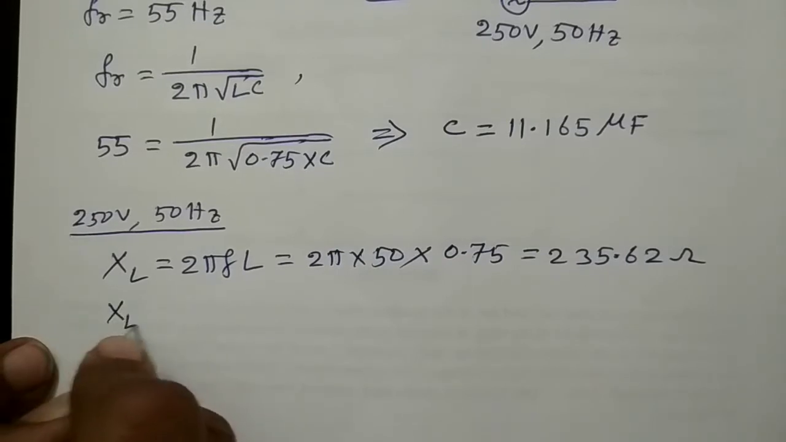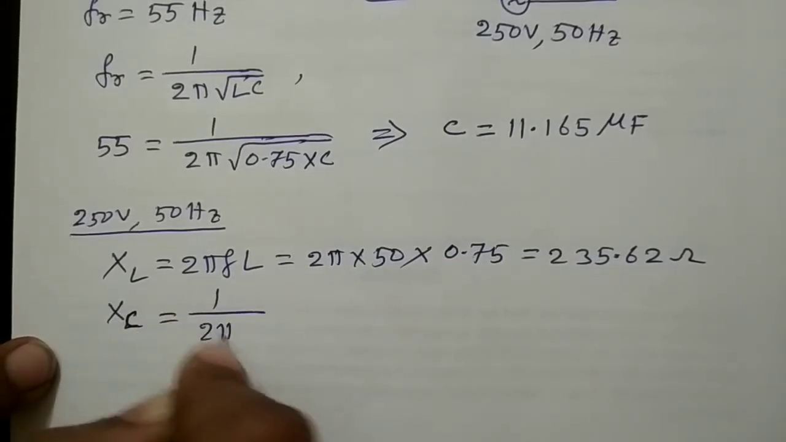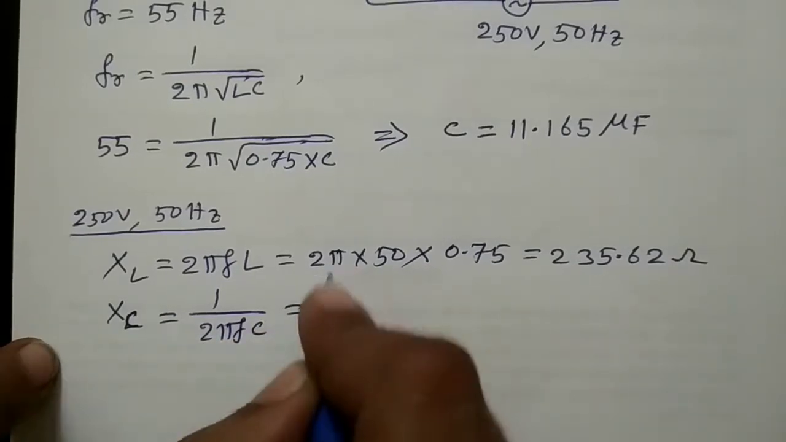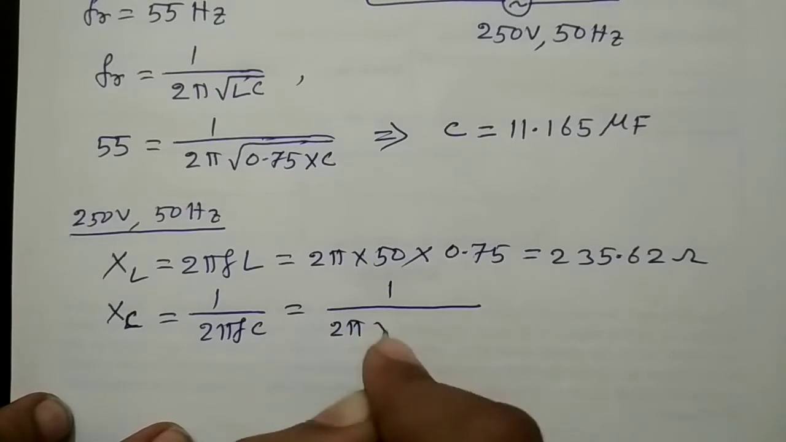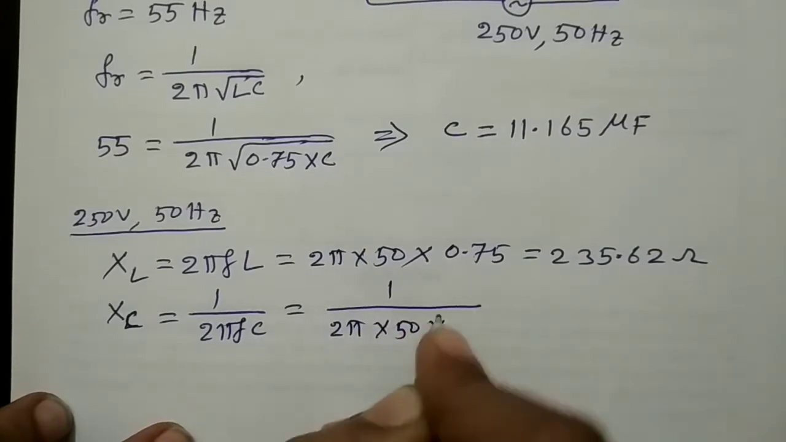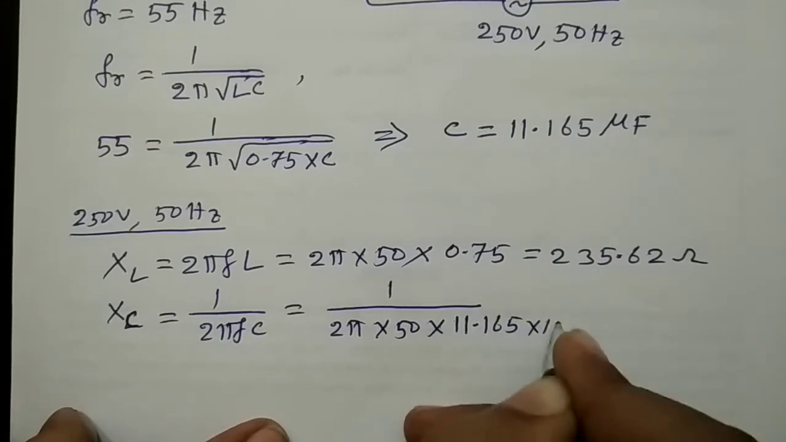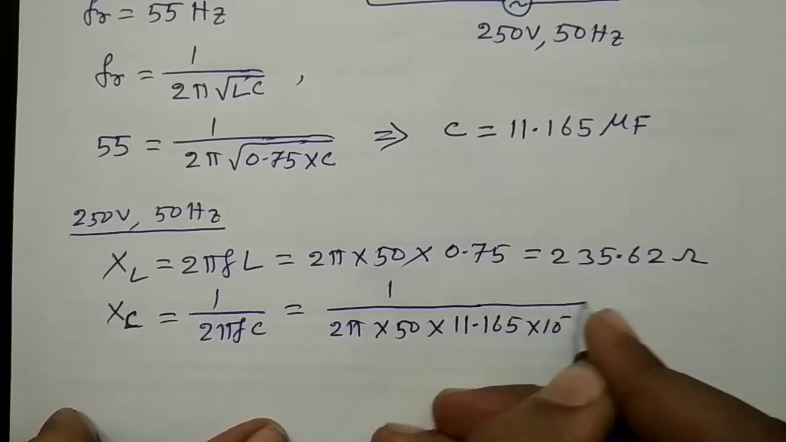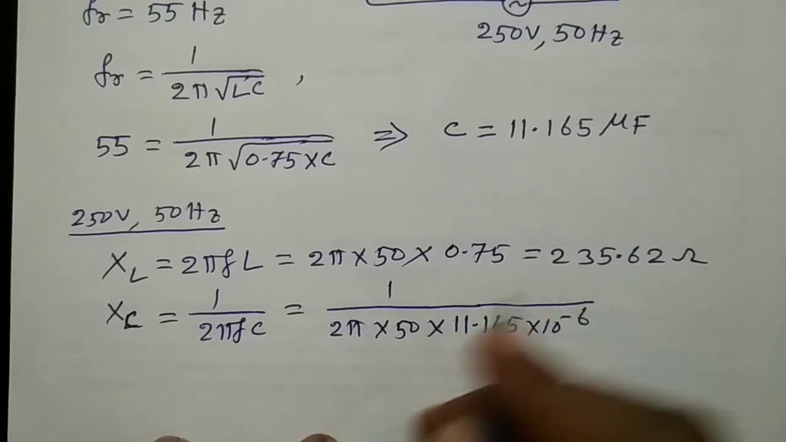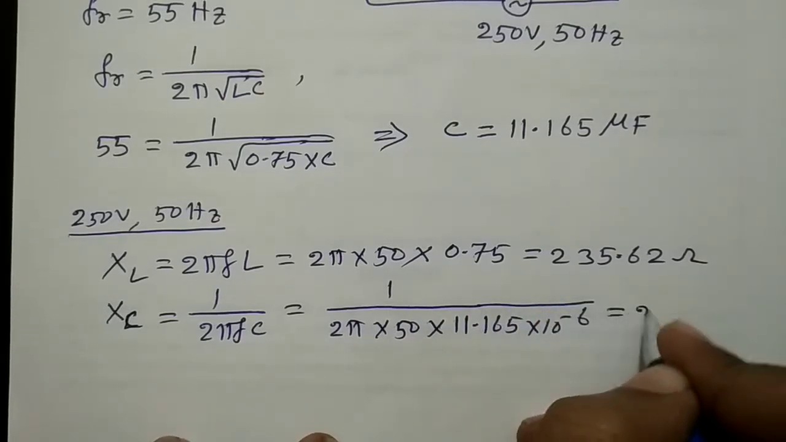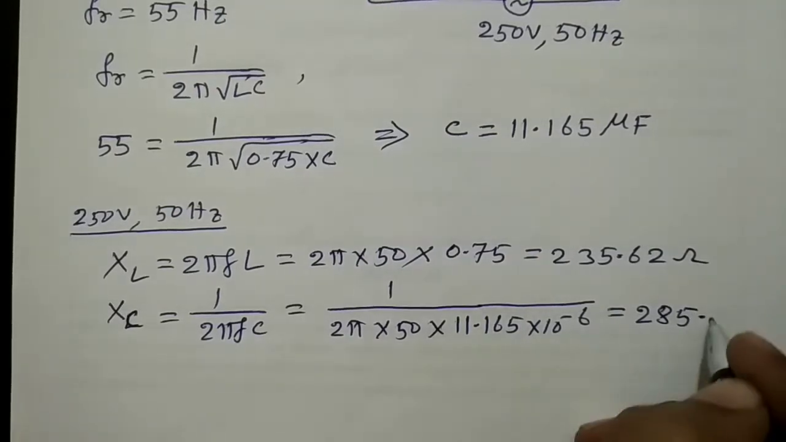Now the value of XC, it is 1 upon 2 pi FC. So it will be 1 upon 2 pi into 50 into C, that is 11.165 into 10 to the power minus 6, because the microfarad should be converted to the farad. And after solving this, we will get the value as 285.1 ohms.